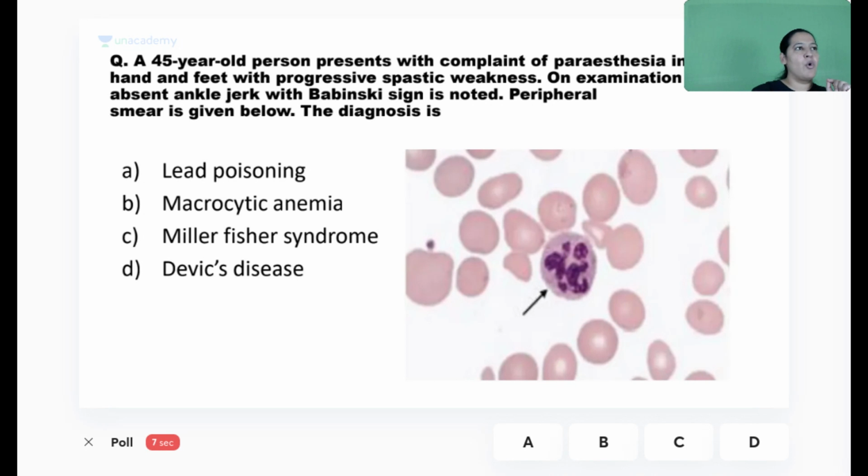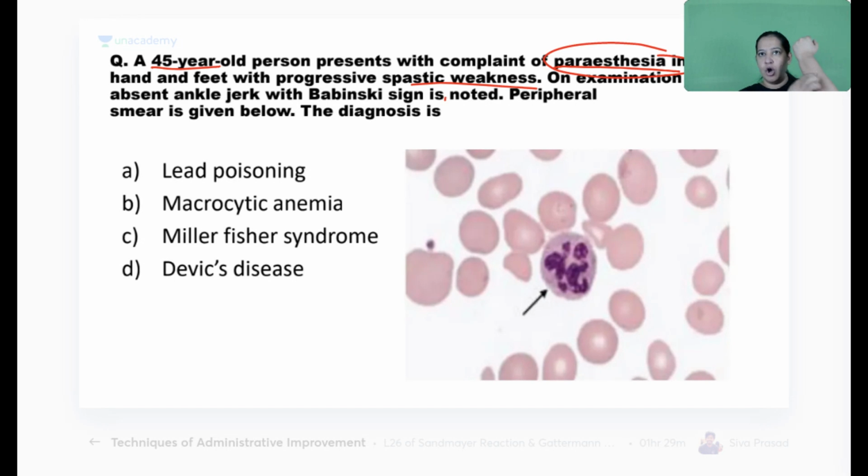A 45-year-old patient is having paresthesia in the hands and feet and spastic weakness. So the patient is having neuropathy, that is loss of sensation. Paresthesia means loss of sensation. The patient can't feel the sensations, in the hand and the feet. Option 1: Babinski is absent, ankle jerk is absent. Babinski is noted. Babinski is present but ankle jerk is absent. From the reflexes, ankle jerk is absent. And a peripheral smear is shown here.